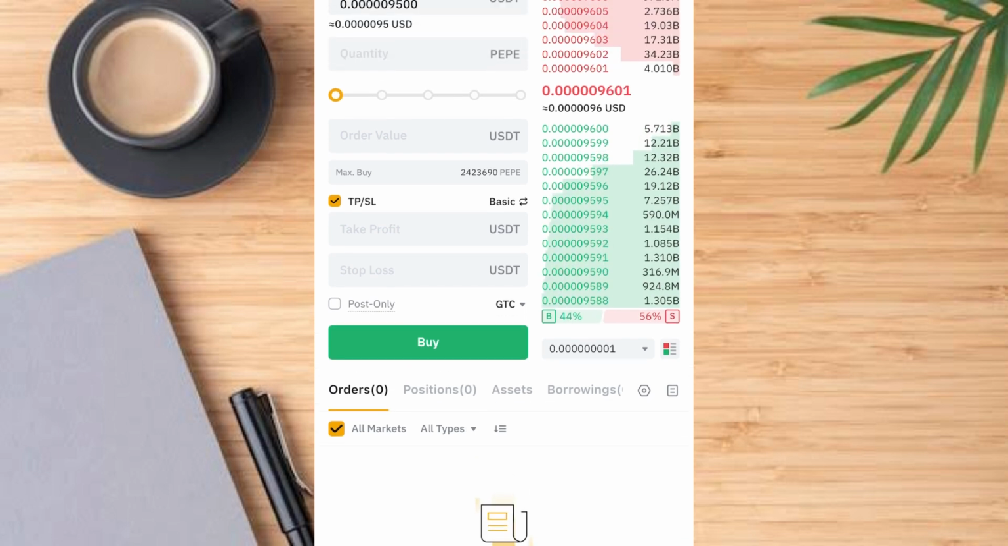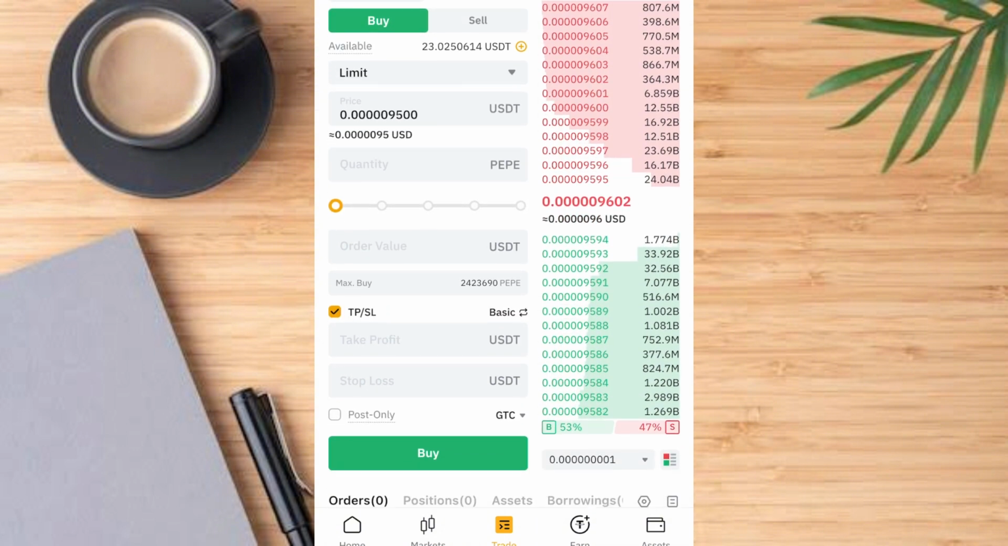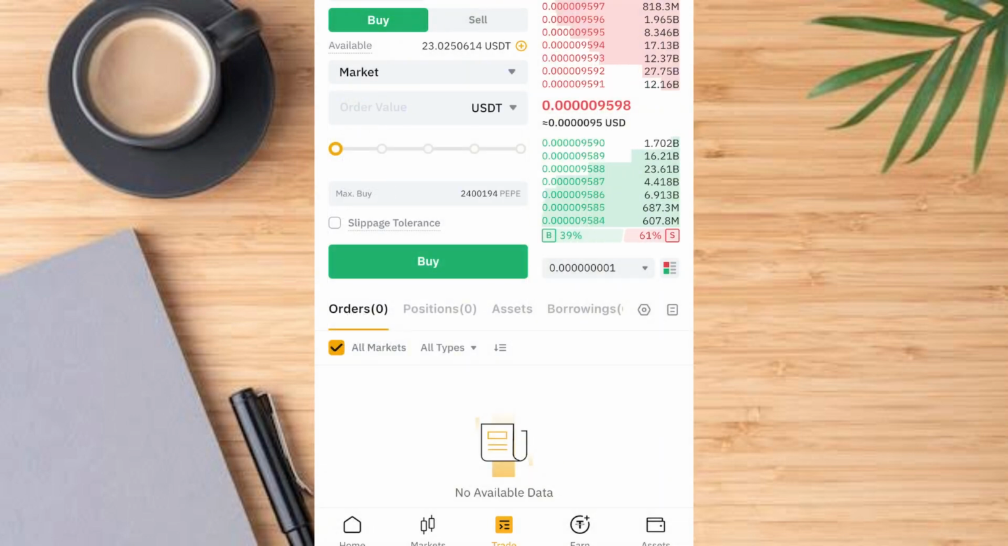So now that I've canceled that, the next step now is to buy using the market order. Now scroll up a bit, tap on this arrow again and select market. Once you tap on market here, you don't have control over the price you want to enter the market. You're going to buy at the current price. Now here is the current price of this token. So let me go and buy.